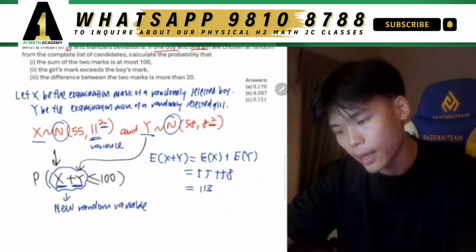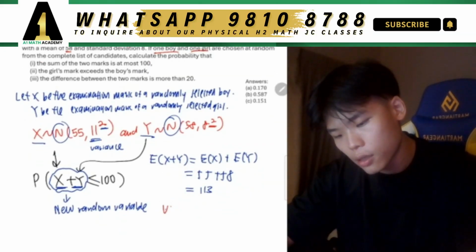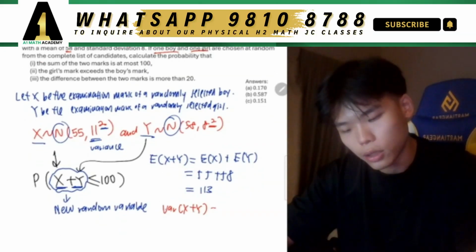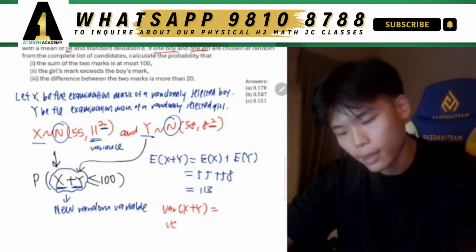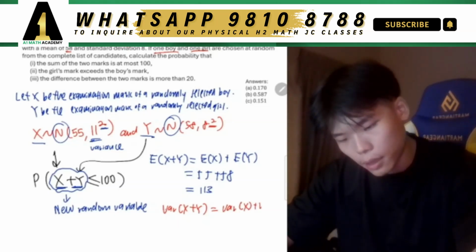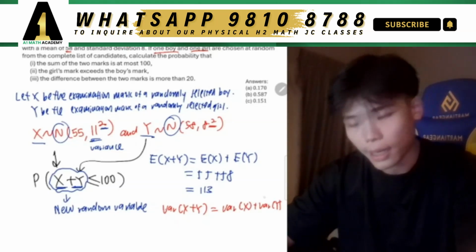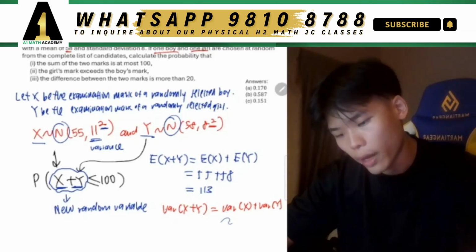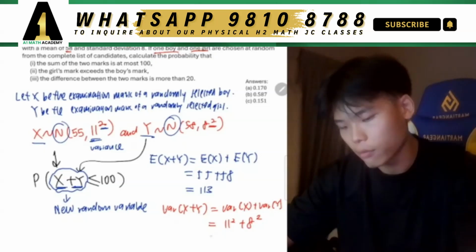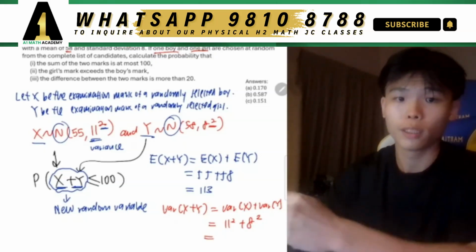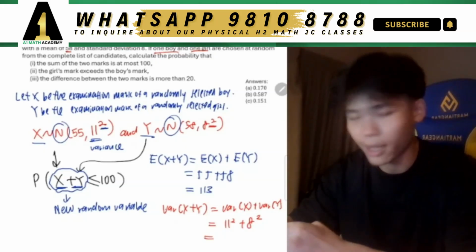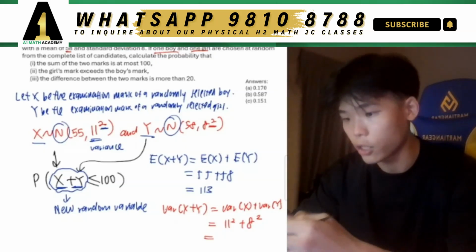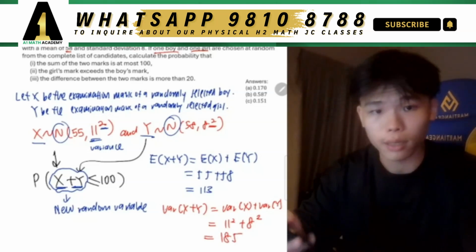113 here. Then we also have the variance. So the variance of X plus Y is just the variance of X plus the variance of Y, right? We're just adding the two together. So when we add these two together, we end up with 11 squared plus 8 squared. That's why it's very important earlier on to square it, so that you don't add just 11 and 8 together. You add the variances together, and here you get 185.